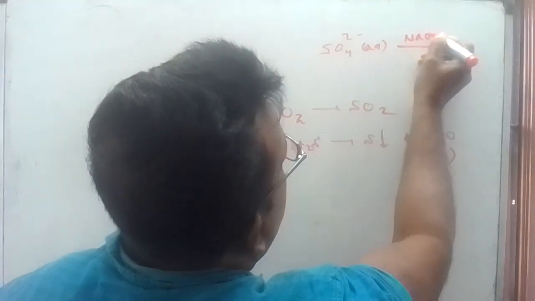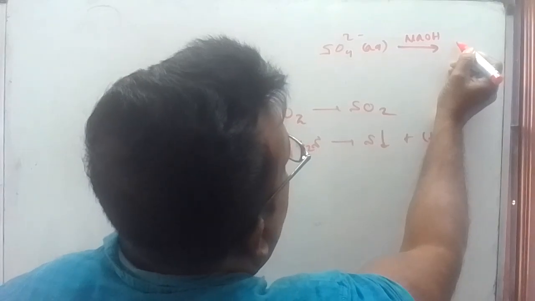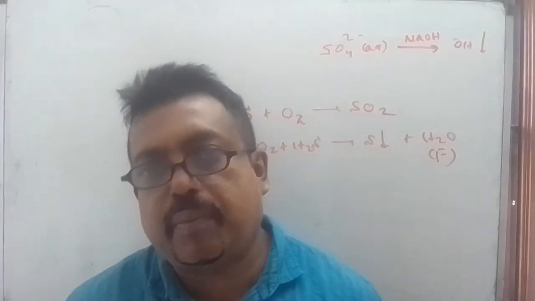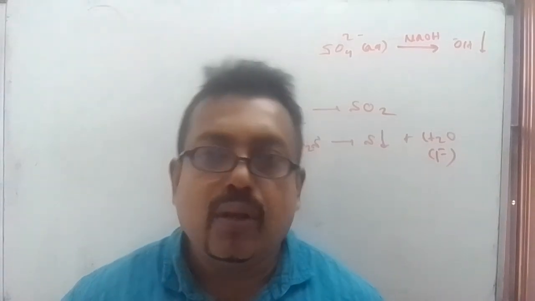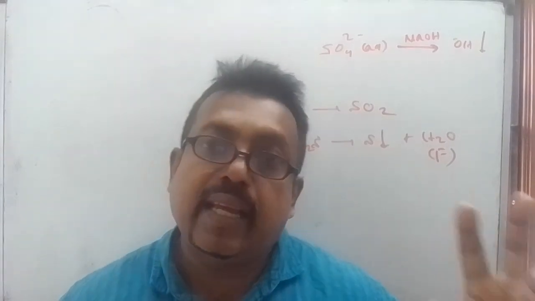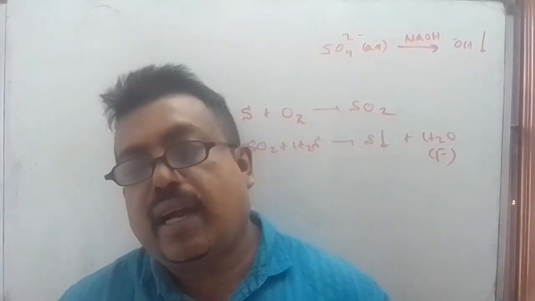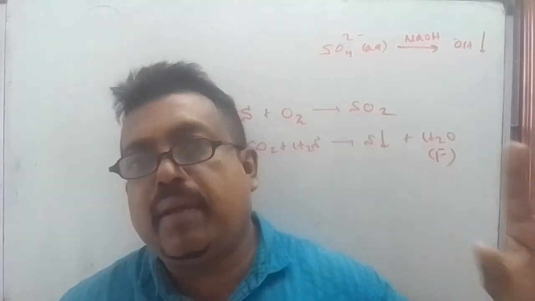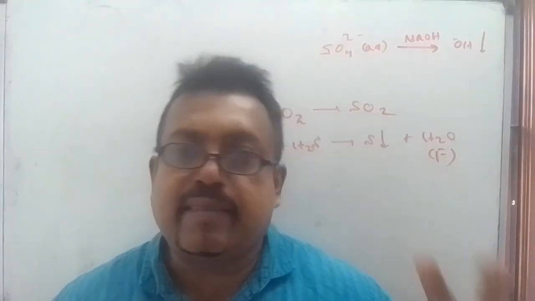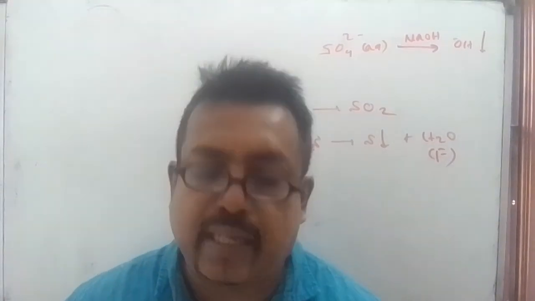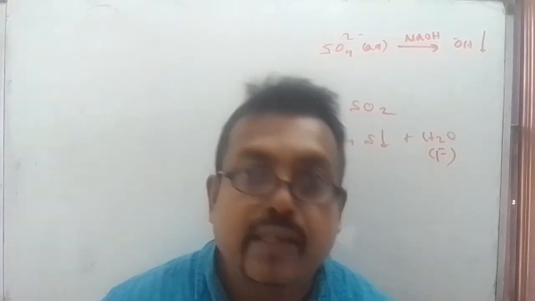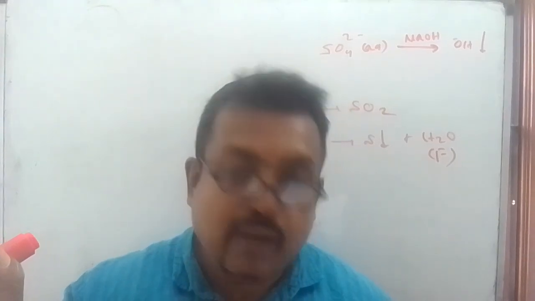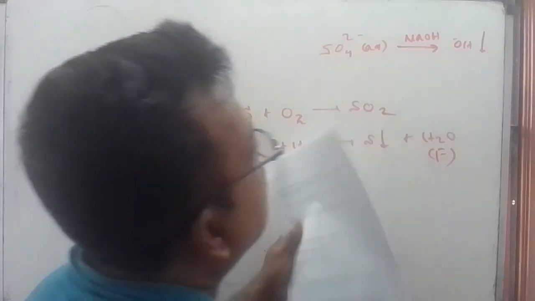it produces a hydroxide precipitate. We know that all hydroxides are precipitates except group 1 hydroxides, lithium, and barium, strontium. Except those hydroxides, all the other hydroxides are precipitates. So this will also be a precipitate. This is a white precipitate.